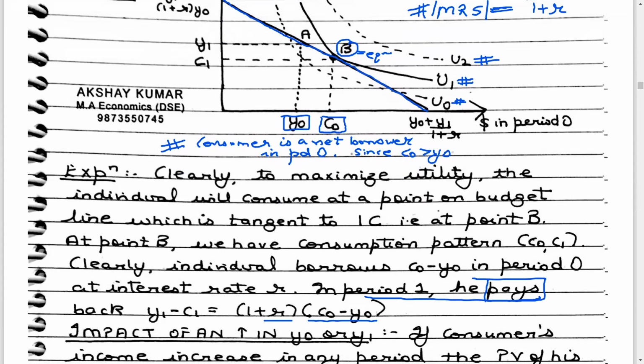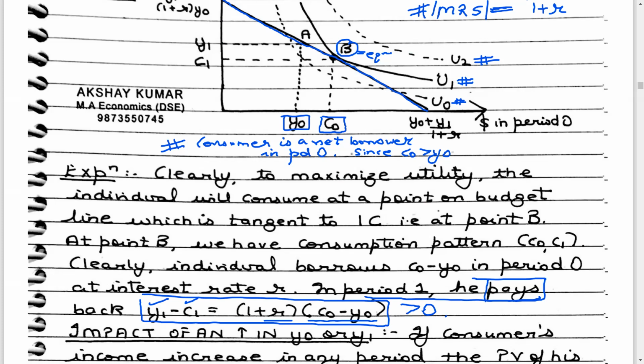If you are a net saver in period 0, it will allow you to have consumption over your income in period 1. But if you are a net borrower in period 0, then obviously your consumption will be less than your income. So Y1 minus C1 in this case is positive. Since you are consuming more than your income in period 0, in period 1 your consumption will be less than your income because you also have to pay back what you have borrowed plus the interest on it.